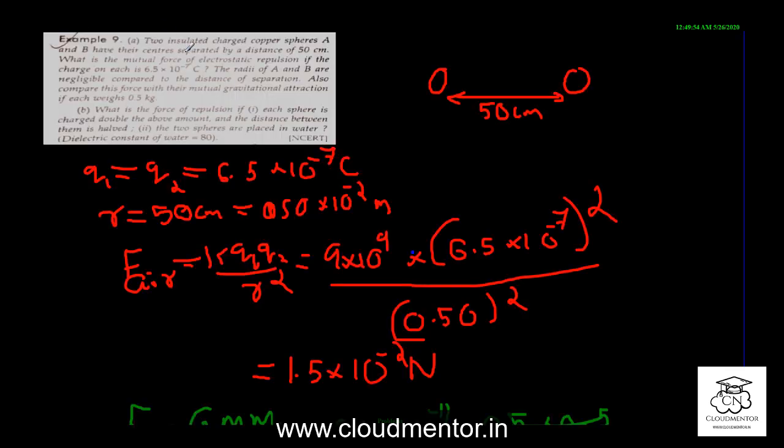So example 9 is here, and there are two copper spheres A and B, and their charge is given. They have the same charge and are separated by a distance of 50 centimeter. So this is the situation we need here. And they have identical size, and a third sphere but uncharged is brought in contact with the first. So initially there were two spheres A and B having the same charge. Maybe I am taking the charge as Q.